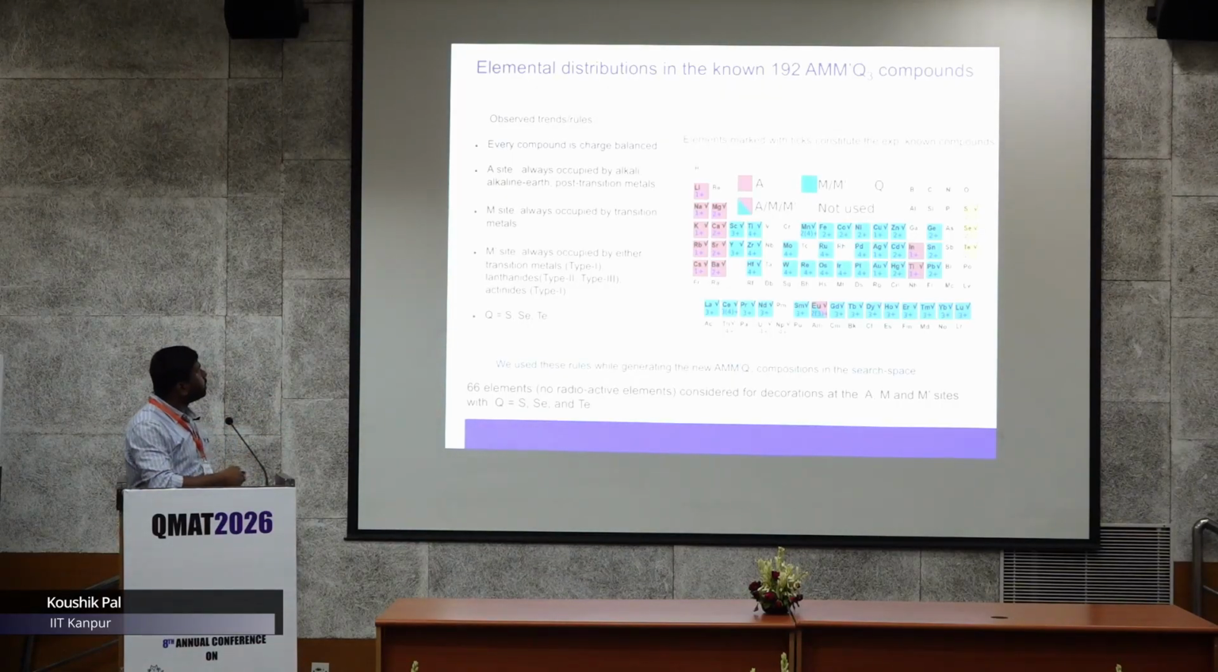Therefore we constrained our search space with some criteria, and these criteria we have deduced by studying the already known compounds in this family. Mainly we saw that the A site can be occupied by the first column and the second column elements, which are alkali metals and alkaline earth metals. The second and the third site can be occupied by transition metals, and the last site, the Q site, can be occupied by chalcogens, right? So basically we only constrained the new compounds with these rules. That gave us a constrained search space.